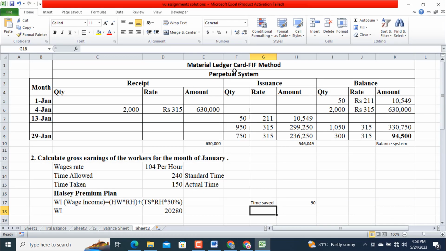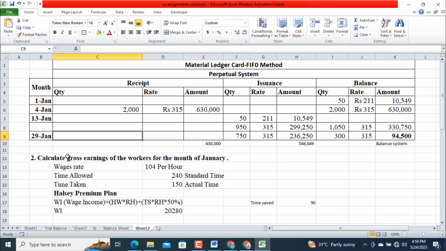Here is the solution: the material ledger card under the FIFO method for the perpetual system is like this. On 1st January we have an opening balance of 50 quantity at ₹211 per unit, which is equal to 10,549, obtained by multiplying the rate with the quantity. On 4th January the company purchased 2000 meters of leather at the rate of ₹315 per meter, so the total amount is 630,000.